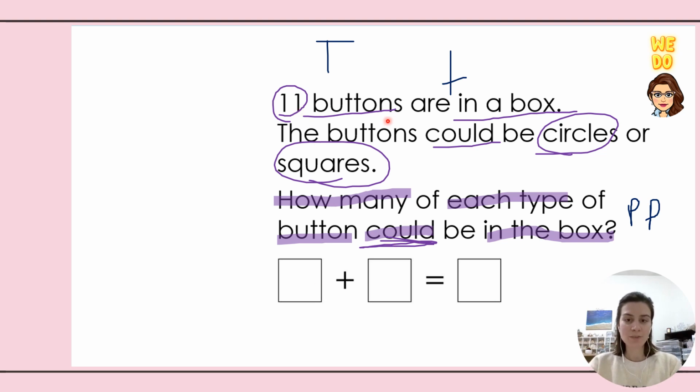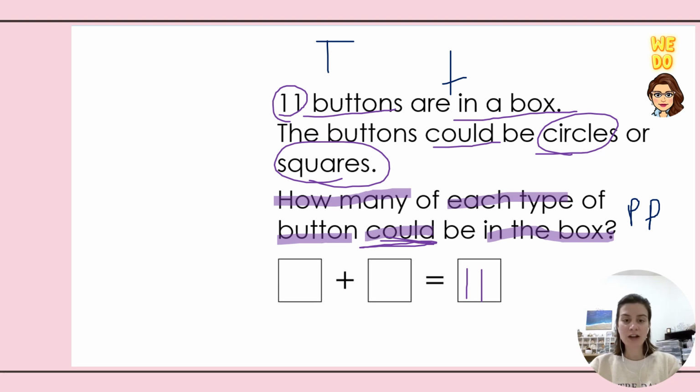So 11 buttons are in a box. The buttons could be circles or squares. How many of each type of button could be in the box? Blank plus blank equals blank. I know that in a number sentence, my total is going to come after my equal sign because I'm adding. So when I'm adding, my equal sign goes at the end of the number sentence. So that means that I need to write the number 11 right here.